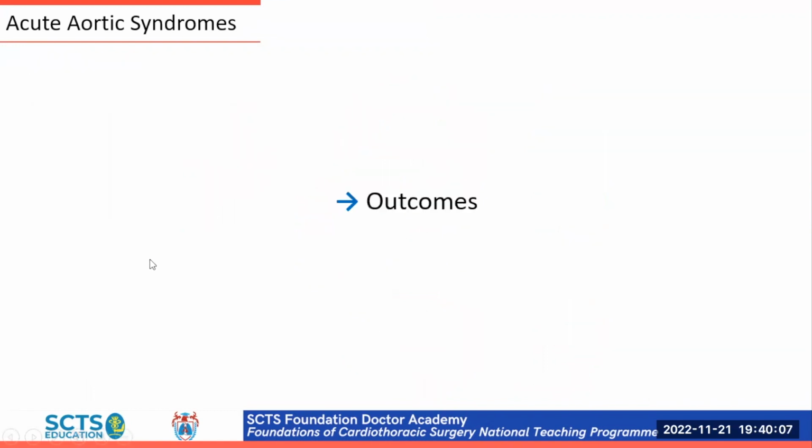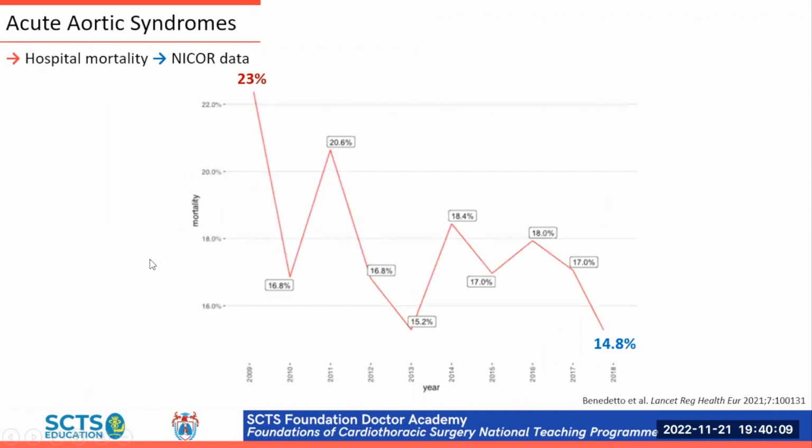Outcomes. This is the data again published by our group in 2021. We took into consideration more than 10 years of experience in the United Kingdom. You see that in around 2009, the mortality following type A acute aortic dissection was 23%, and it went down slowly to 15% in 2019. So there is an improvement, definitely.